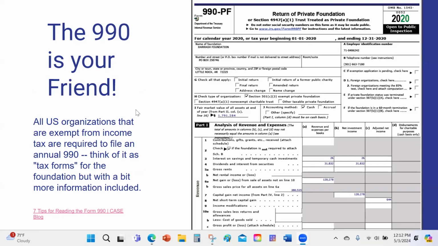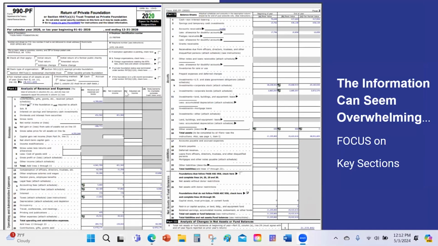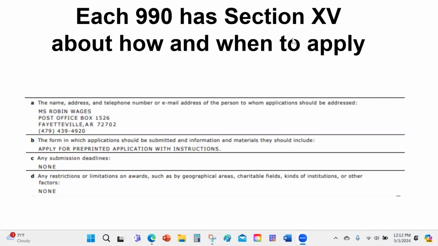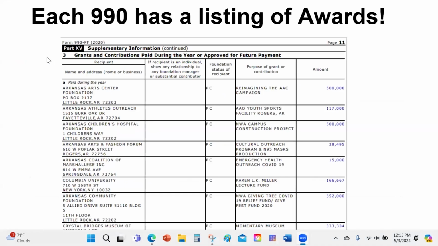And as we talked about last session, the 990 is a wealth of powerful information for us, but it can seem overwhelming. I mean, I'm going to admit this. Sometimes a 990 can, you're like, what do I look at? So just some key sections to look at. Section 15 always has some application information about how and when to apply, right? How and when to apply. You can also look at their listing of awards. Each 990 tells you who they've been giving to and for how much in this year, right?